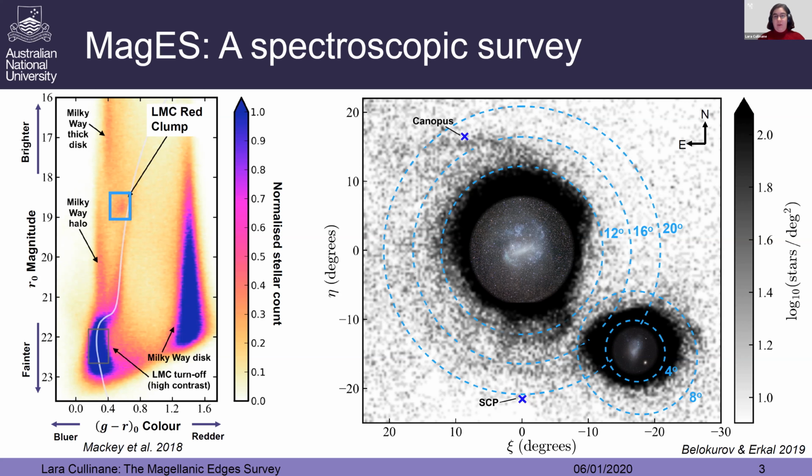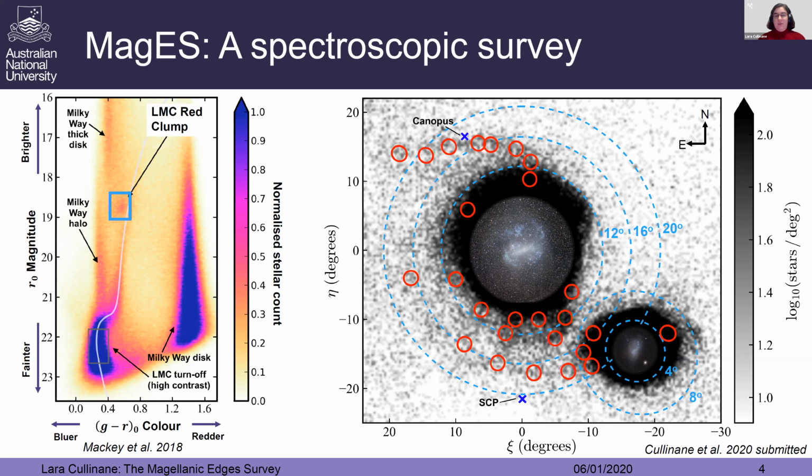Gaia gets us halfway there, providing proper motions, but the stars are too faint for Gaia to provide line-of-sight velocities. So, in order to get these, we've been doing our own survey, spectroscopically, using 2dF and AAOmega, a multi-fiber dual-beam spectrograph on the Anglo-Australian Telescope.